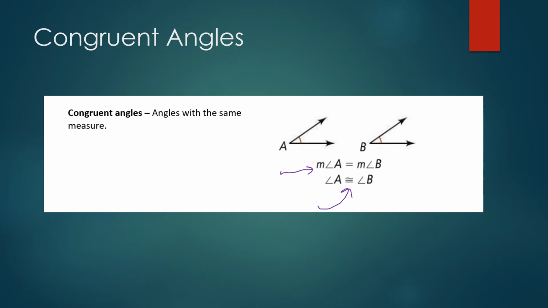So to mark congruency, there are a couple different ways that people do it, but our textbook uses this little arc. So angle A has a little arc, angle B also has a little arc. That means they are congruent. If I drew an angle with two arcs and another angle with two arcs, that would say that all angles with two arcs are congruent.